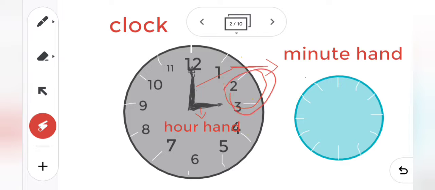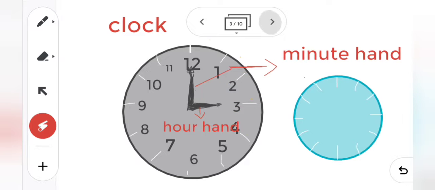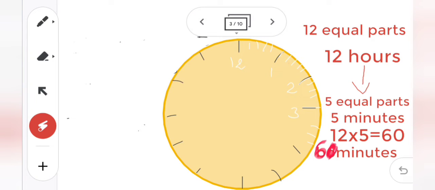Again, each hour is divided into 5 equal parts. Here we see 12, here 1, and between them it is divided into 5 equal parts: 1, 2, 3, 4, and here 5. So the fifth line will be on the number again: 1, 2, 3, 4, 5. Like that, each hour is divided into 5 equal parts.